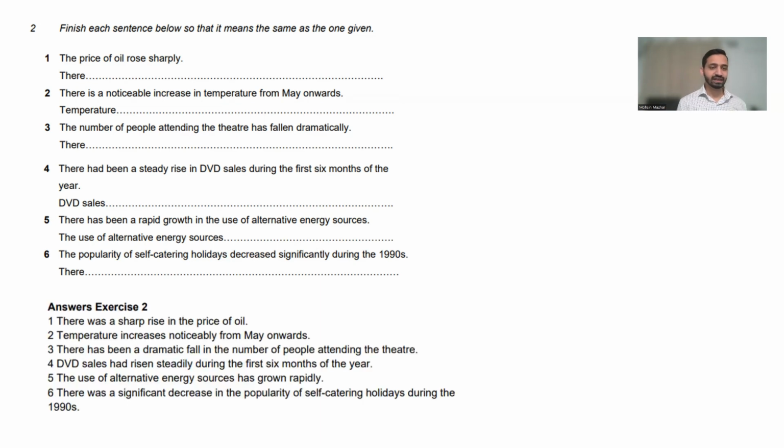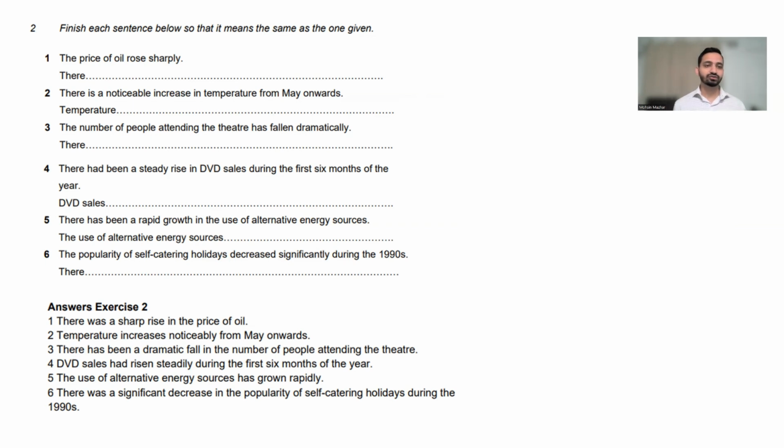All right, let's look at the answers. So there was a sharp rise in the price of oil. The price of oil rose sharply. There was a sharp rise, because for sharply you will use sharp rise in the price of oil. This is there was and the noun phrase.